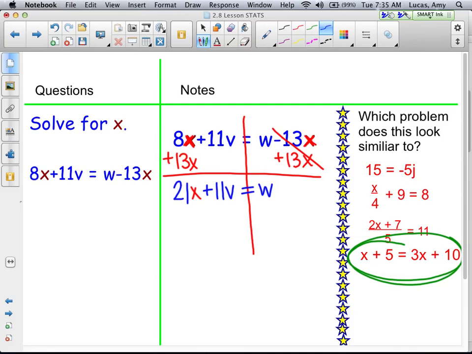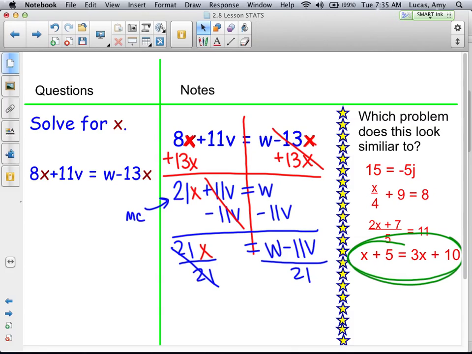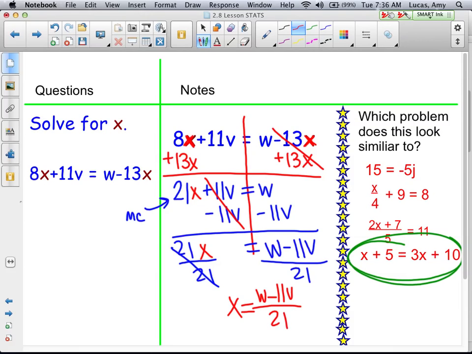All right, now my married couple is going to be my 21x. So subtract 11v on both sides. That leaves me with 21x equals w minus 11v, and then I can divide everything by 21, and I am done. So, x equals w minus 11v, all divided by 21.